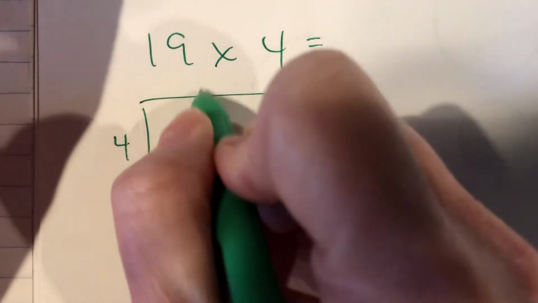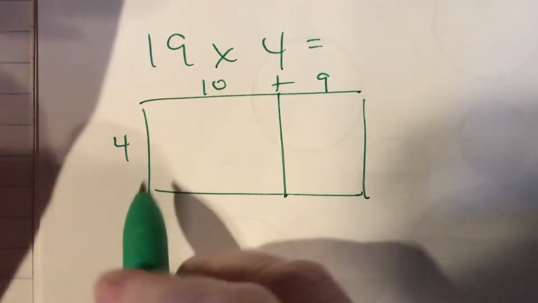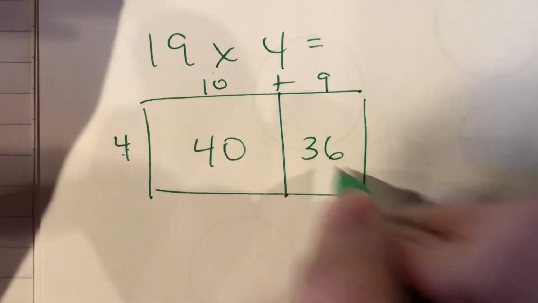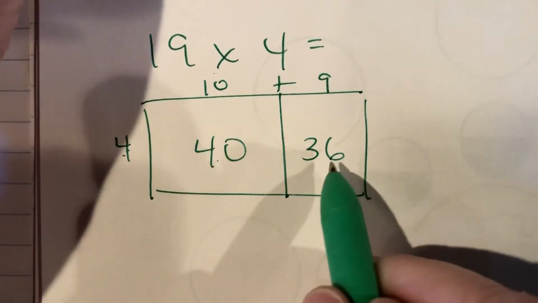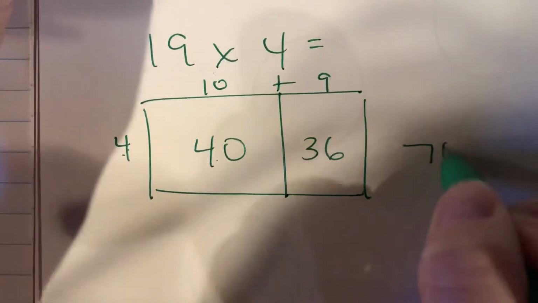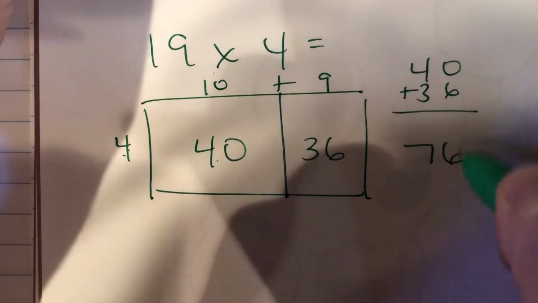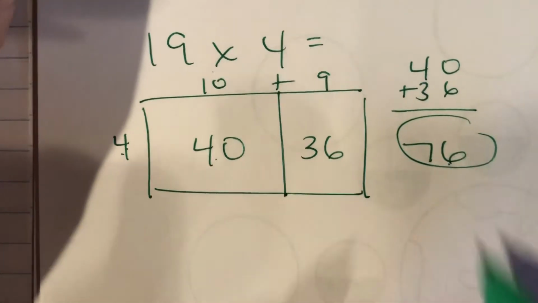All right, 4. I'm breaking up that 19 into 10 plus 9. 4 times 10 is 40. 4 times 9 is 36. And when you take 40 plus 36, you get 76. And if you don't believe me, yes, go ahead. 0 plus 6 is 6. 4 plus 3 is 7. It is 76. 2 left.